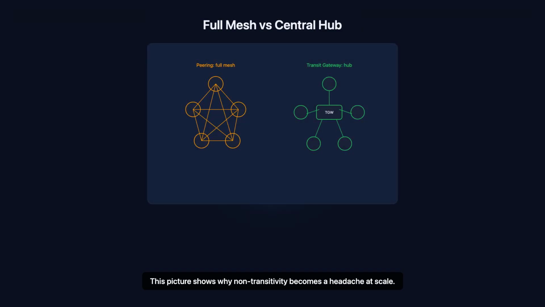This picture shows why non-transitivity becomes a headache at scale. On the left, 5 VPCs connected by peering. Because every pair needs its own direct link, you end up with this tangle of connections crisscrossing everything. It feels fine with 3 or 4 VPCs, but the math is quadratic. 6 VPCs need 15 connections, and 12 VPCs need 66. On the right is the alternative. Every VPC attaches once to a central hub in the middle, and now any VPC can reach any other through that hub. 5 clean spokes instead of a messy web. That hub is the transit gateway.